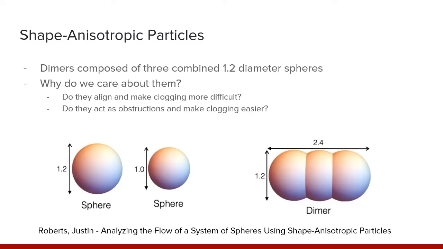To go into a bit more detail about the shape anisotropic particles, we are using dimers, which are composed of three 1.2 diameter spheres that have been combined to create a full length of 2.4. We have gone this route as opposed to using an ellipsoid because we want to make sure that every particle in the system will interact the same way with every other one. So by making all of the particles consist of spheres, we can ensure all the interactions will be the same. The reason these dimers are so important is that their possible orientation could make clogging either much more difficult, or they could act as obstructions and make clogging in systems easier.